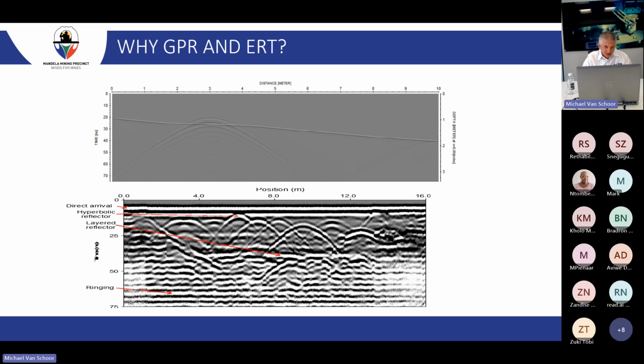The one at the bottom is an actual radargram, and you can see that apart from your hyperbolic reflections and your horizontal features, you can also expect quite a bit of noise in a lot of your GPR results. There are different types of noise, ringing, for example. And one of the ideas behind GPR processing is to suppress the unwanted noise responses and to emphasize the features of interest in the radargram.